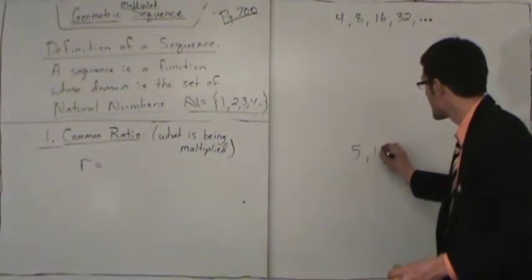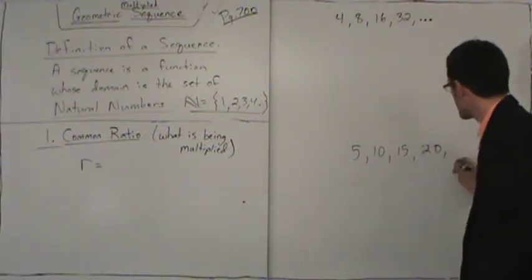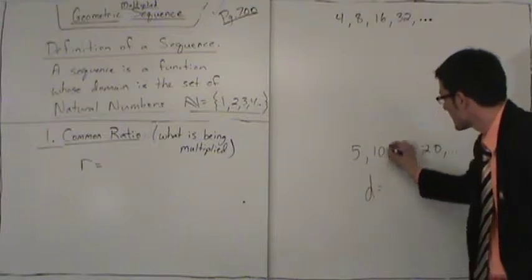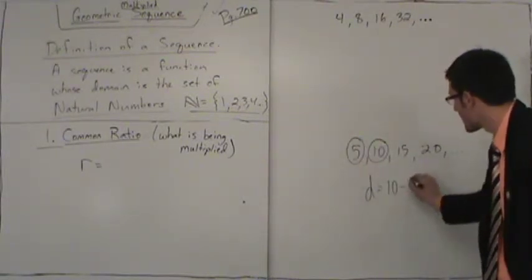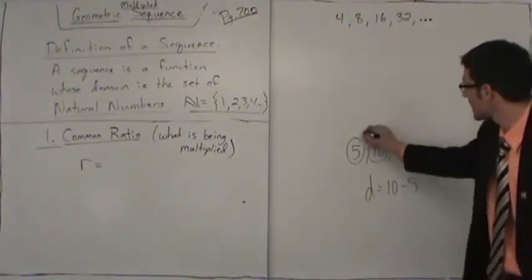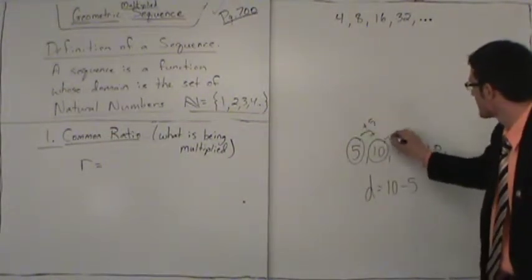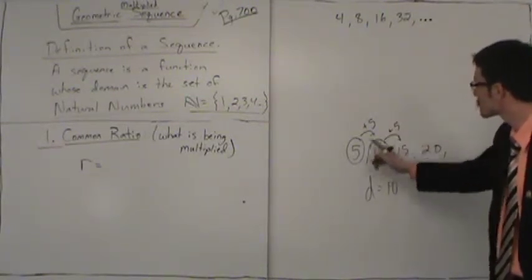5, 10, 15, 20. To find what was being added, the common difference was found by taking the second value, 10, and subtracting the first value, 5. So to find what was being added, we subtracted. Notice 5 is being added, 5 is being added. So to find what's being added, we subtract.